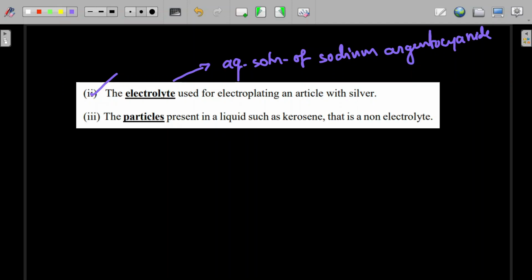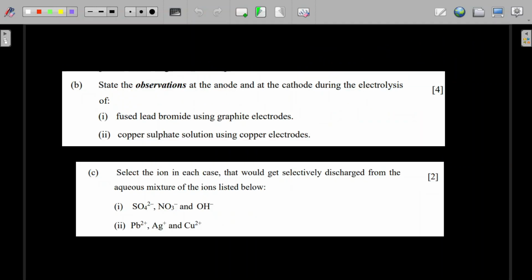Okay, the particles present in liquids such as kerosene. Dhanesh, Dhruva. So molecules. Right. Because kerosene is a non-electrolyte, it's only molecules.